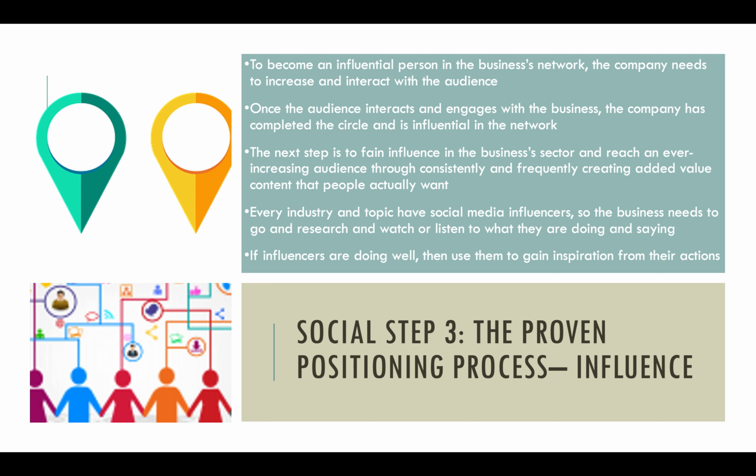Then we have step 3 in the social proven positioning process, which is to become an influential person in the business's network. The company needs to increase and interact with an audience. Once the audience interacts and engages with the business, the company has completed the circle and is influential in the network.